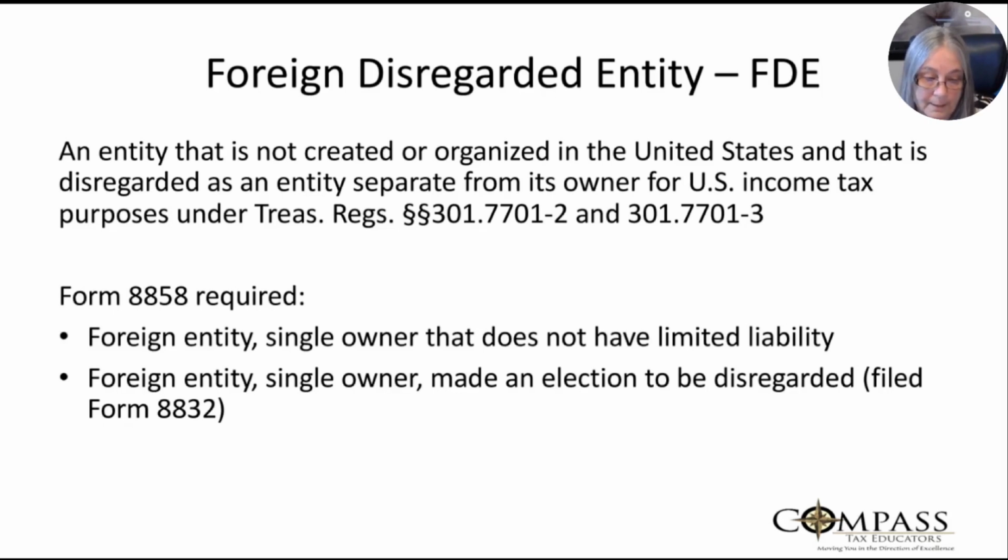disregarded. So keep in mind, your foreign entity can be disregarded as a matter of course under the regulations when it has a single owner, does not limit liability, and is not on the per se corporation list, which is 7701-2. The entity can also become disregarded when it has a single owner and it has filed Form 8832 to be disregarded. So under code or by choice.